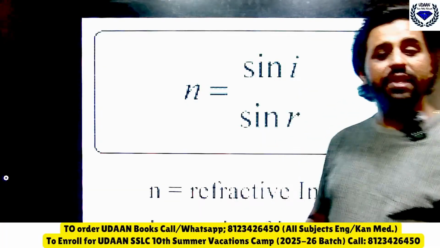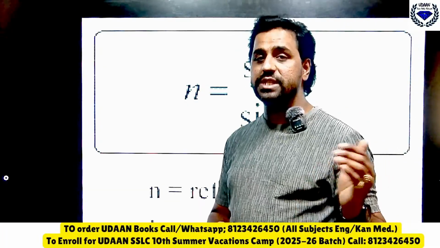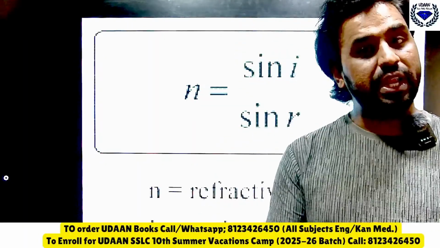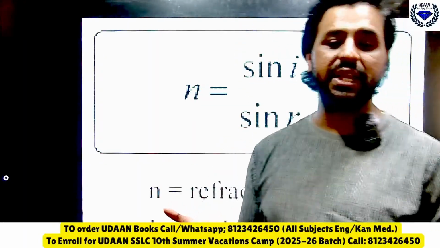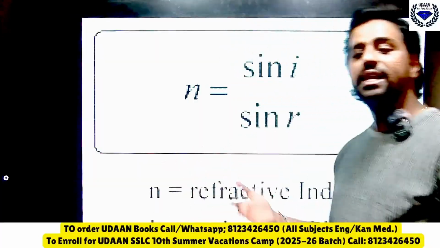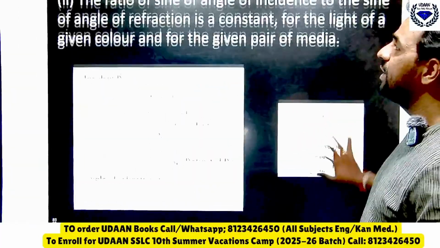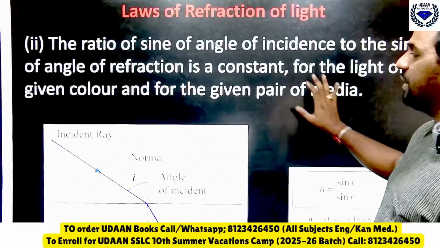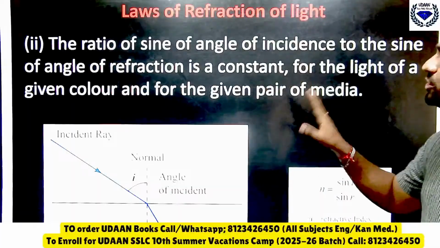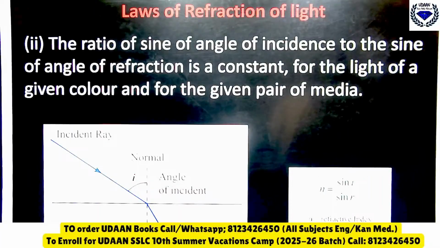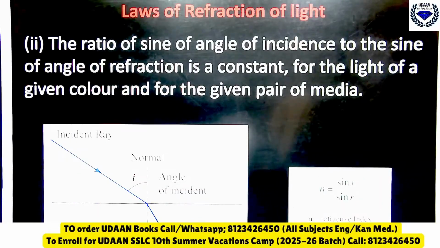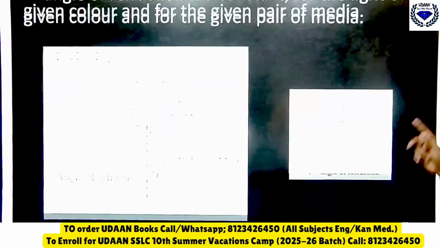That means the ratio of the sine of the angle of incidence to the sine of the angle of refraction for a given pair of media and of a given color is always constant. This is called Snell's law. Listen here, the second law of refraction is nothing but Snell's law: the ratio of sine of angle of incidence to the sine of angle of refraction is a constant for light of a given color and for the given pair of media.